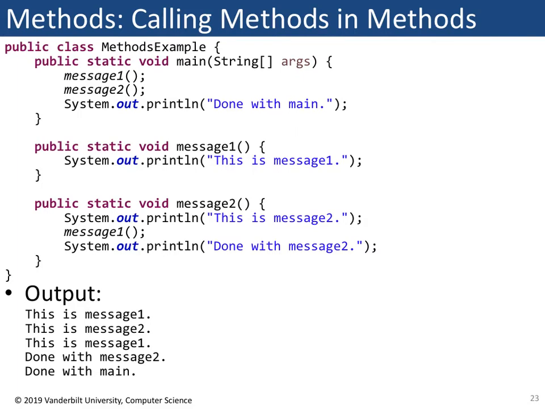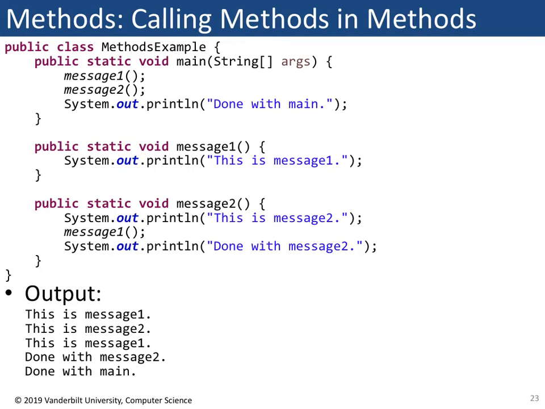At this point, the program pointer will return to where it entered from. So we got into message 1 this time via message 2. So our program pointer is going to return to where we called message 1 from and move to the next statement. At this point, it will print "done with message 2." That's what we see on the output.